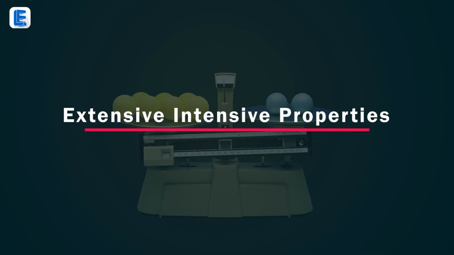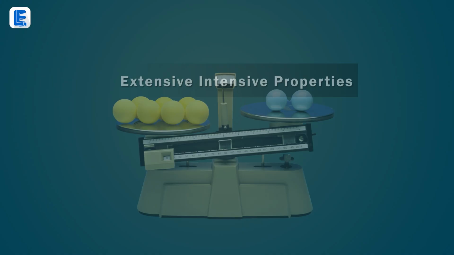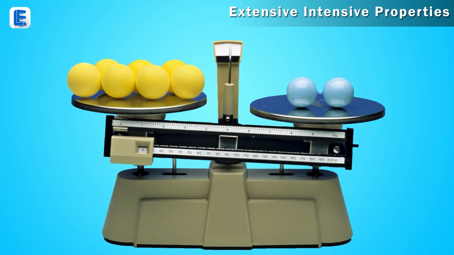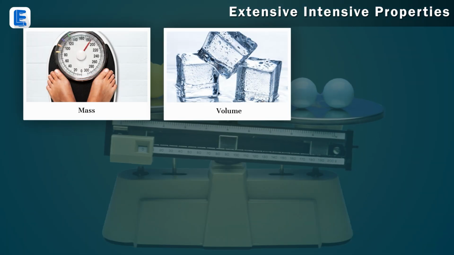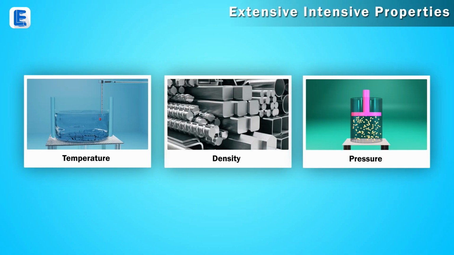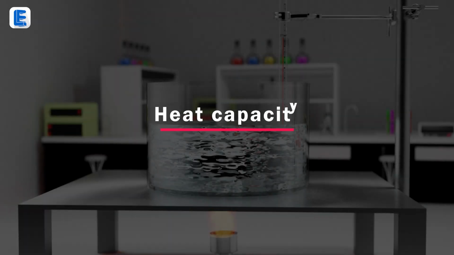Extensive and intensive properties. Extensive property depends upon quantity or mass. Example: mass, volume, internal energy, enthalpy, heat capacity. Properties which are independent of quantity of substance are intensive properties. Example: temperature, density, pressure, heat capacity.